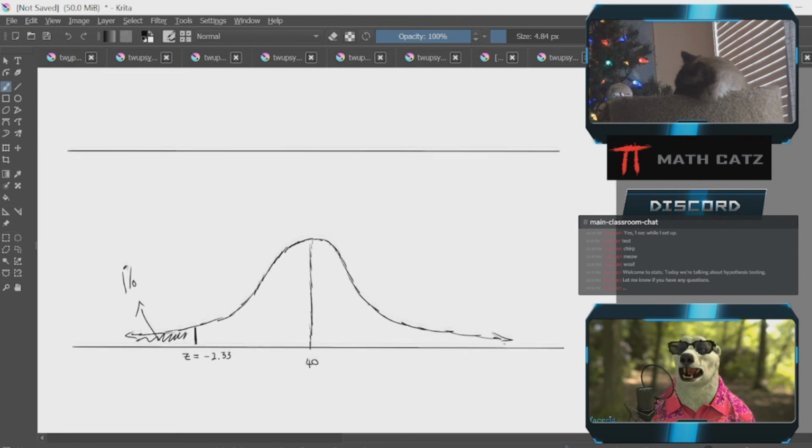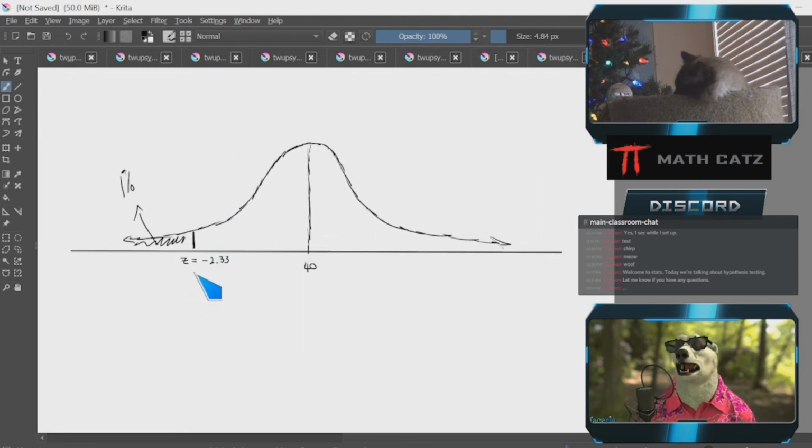Okay, so that's 2.33. Then we want to convert that in this comparison distribution. What is the raw score? Well, it is the mean plus this z-score, negative 2.33, times the standard deviation of this distribution, which is 2.24. Calculate that, and we should get 34.78.